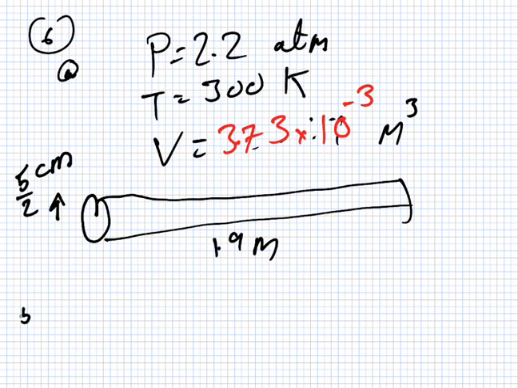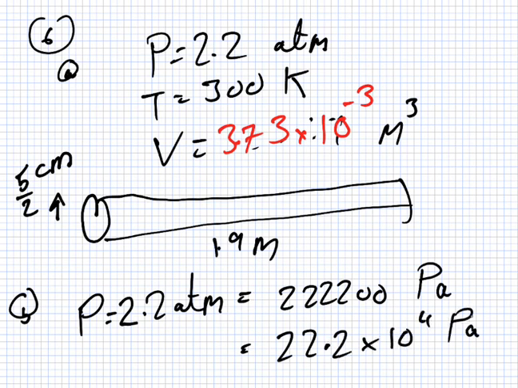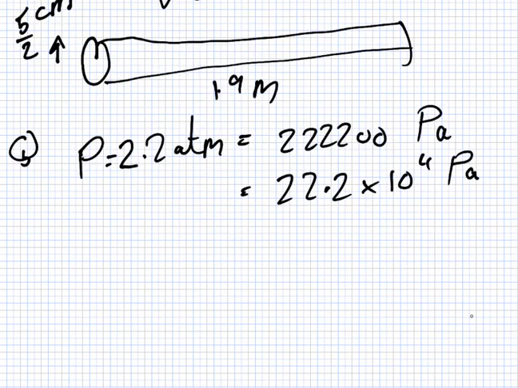The B part, what's the pressure? They give it to you. Pressure is 2.2 atmospheres, which equals 222200 pascals, or 22.2 times 10 to the 4 pascals. That's all they want for it, isn't it? You know how to multiply, don't you? Are you sure that this is not to multiply? Well, they say the pressure.